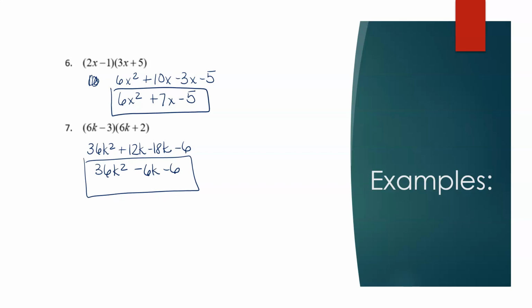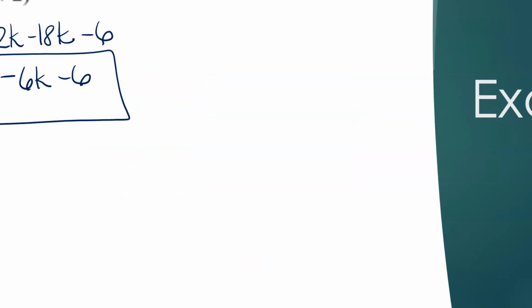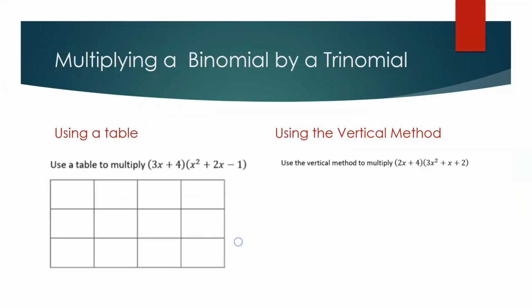When we get to the end of this chapter, we're actually going to have to undo this multiplication, and it's called factoring. All right, let's go to the next slide.